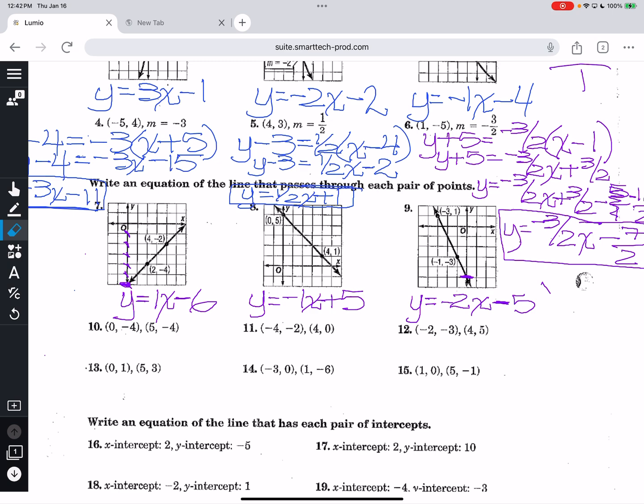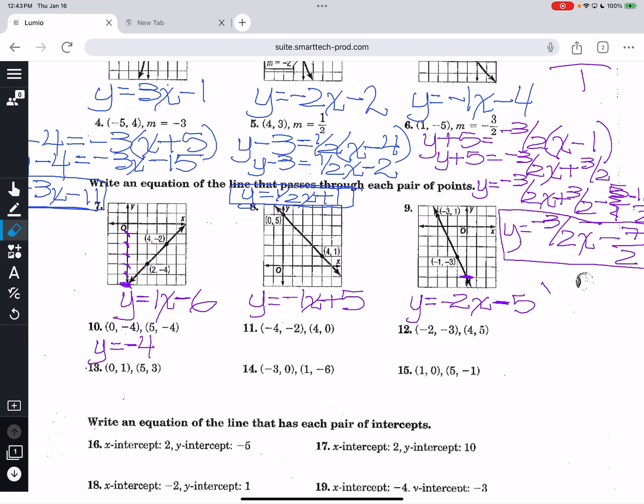When the slope is a horizontal line, it crosses at negative 4. So your slope is 0. Slope is 0, so you would have 0x. So y equals negative 4.